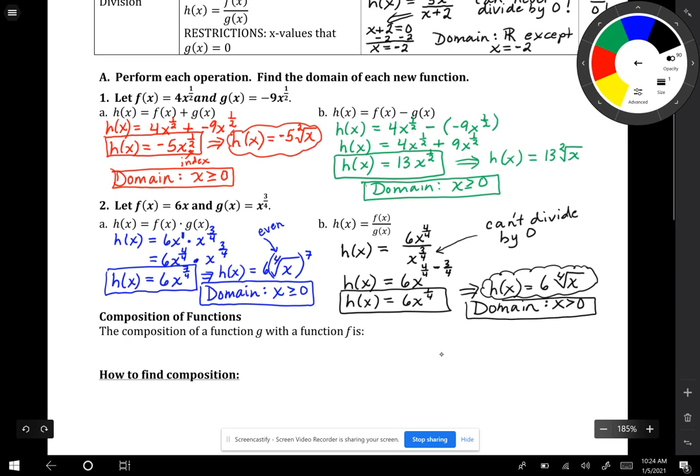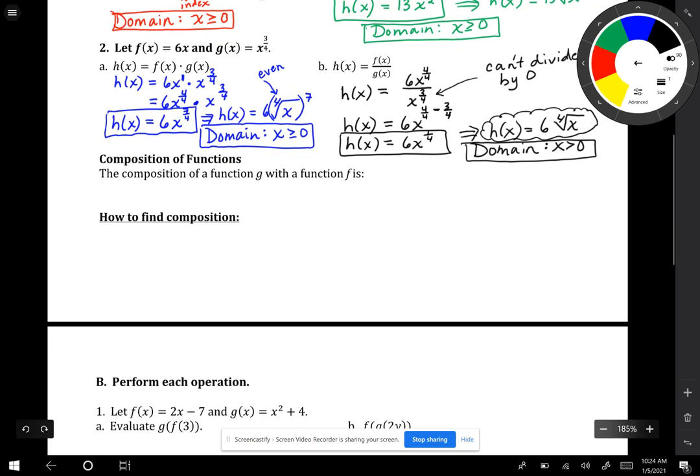This is kind of hard. All right. Moving on to composition of functions. Now, I really like this, and once you get a hang of it, it's not too bad, but it could be really confusing, so you definitely want to pay attention here.